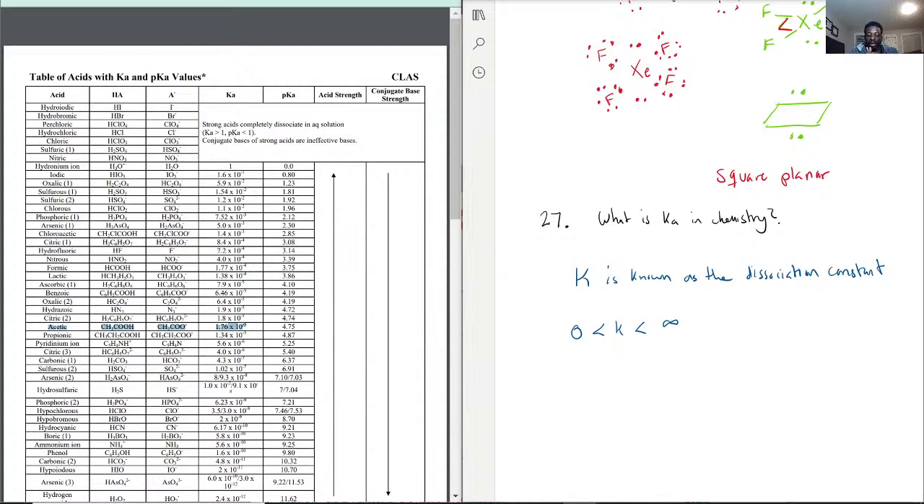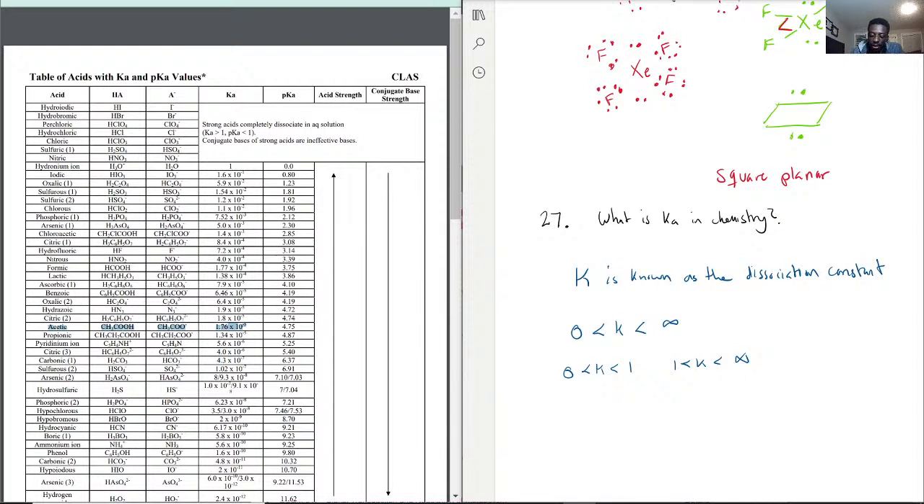Now, the reason why I put it like this is because there are two types of dissociations that we deal with, okay? We have 0 to 1, and we have 1 to infinity, okay?